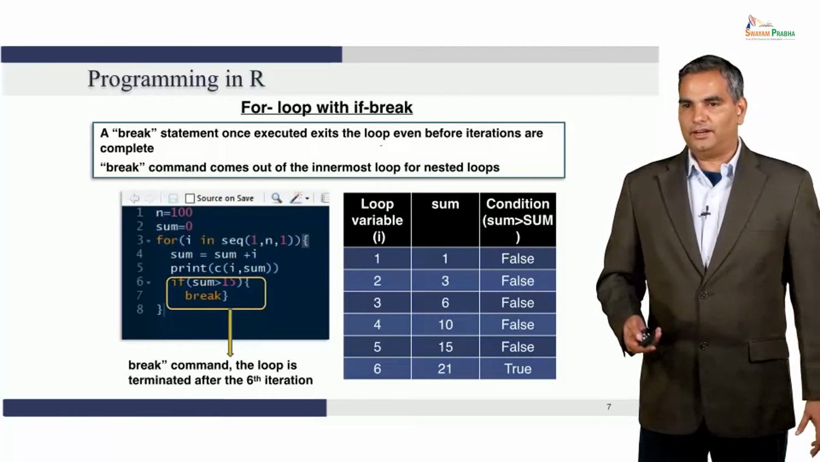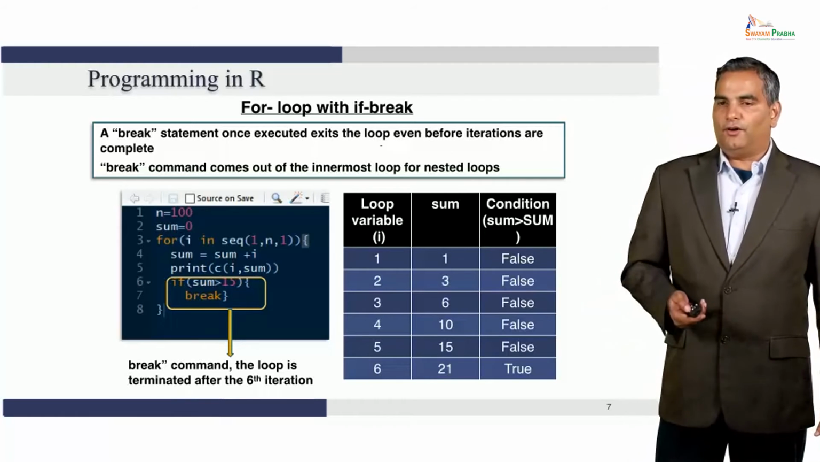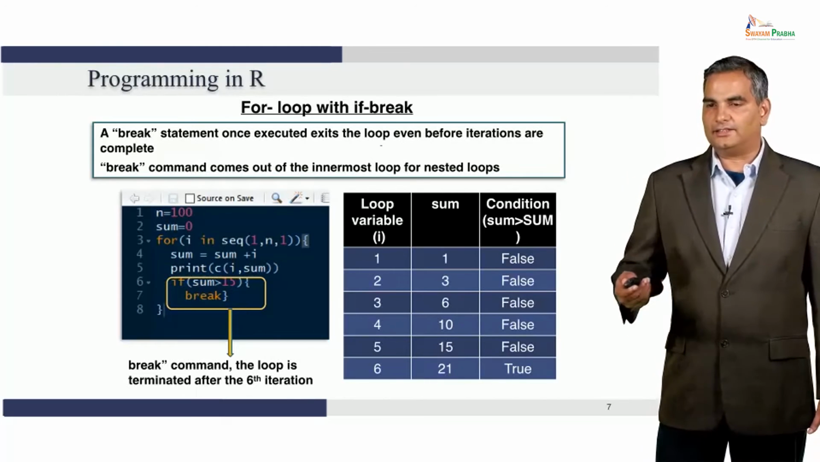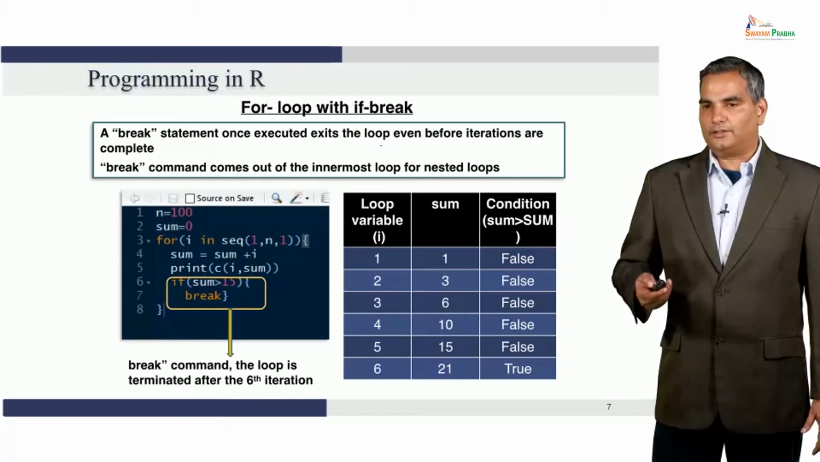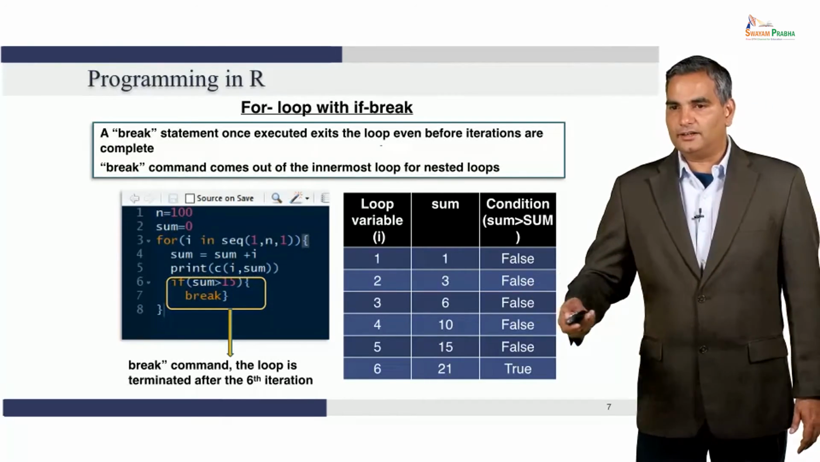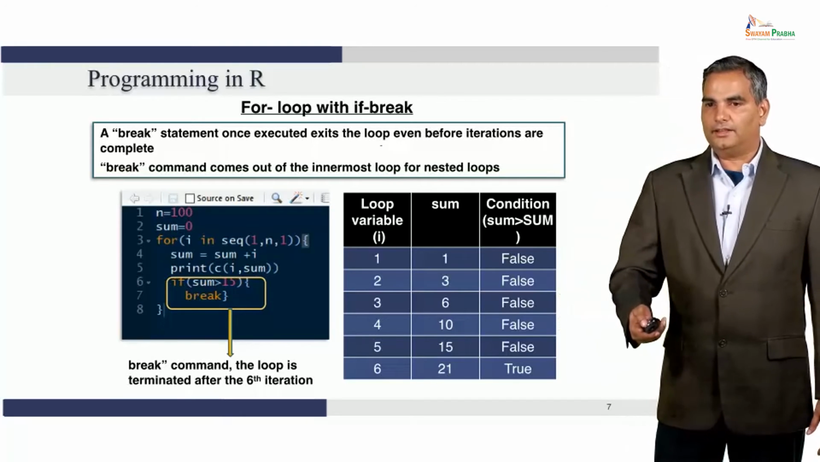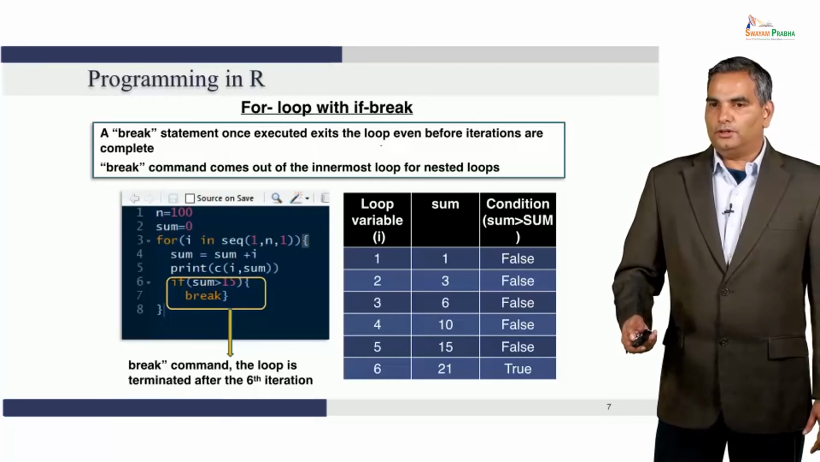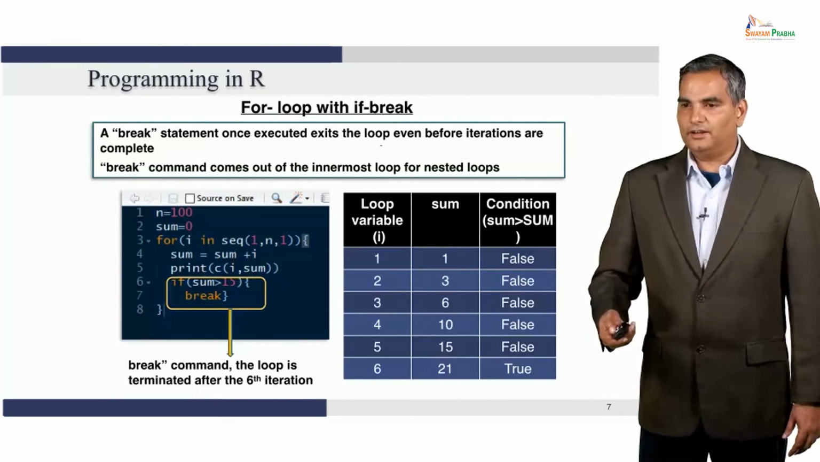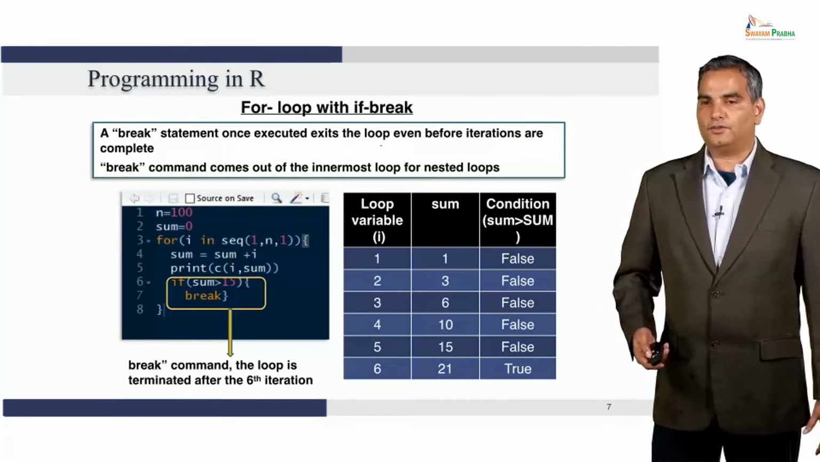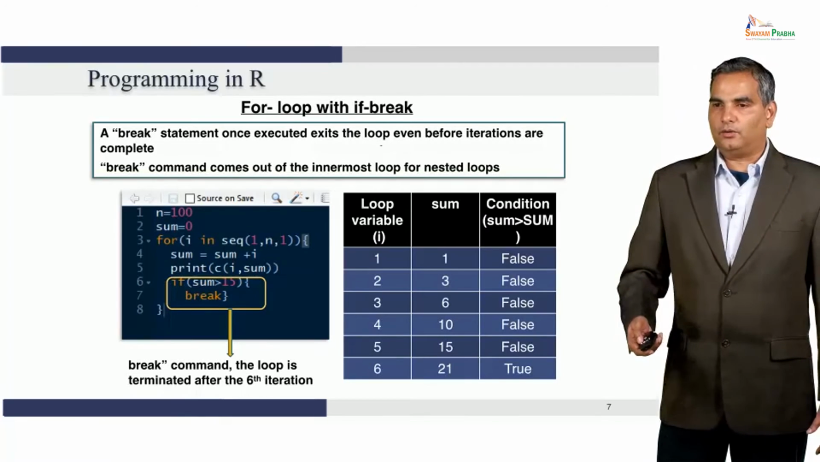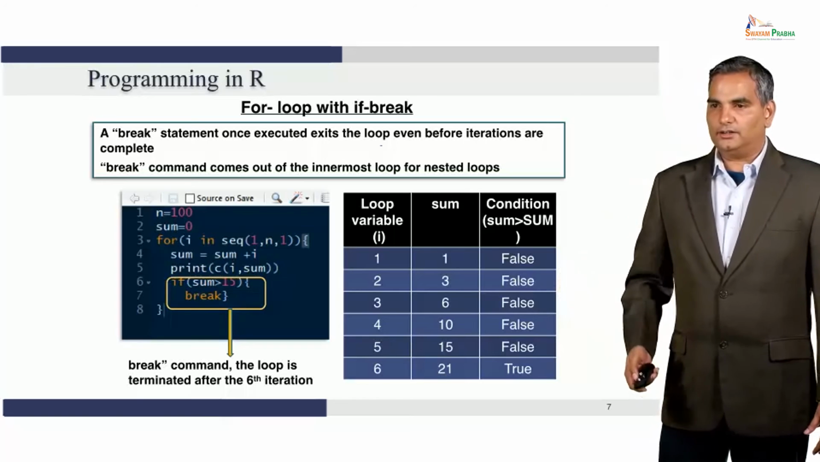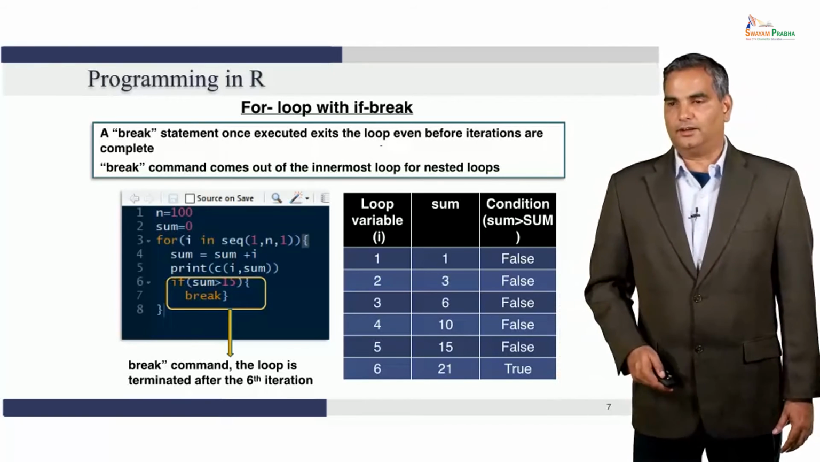So here is an example, n equal to 100, sum equal to 0. For i in sequence 1 comma n, which basically means that this iteration on i will keep going as 1, 2, 3, 4, all the way up to 100, sum equal to sum plus i. And then the next command says print the sum. Now at some point it says if sum becomes greater than 15, then stop this iteration and break out of this. Now if these commands were not there, the result would have been for the loop variable to go all the way from 1 to 100, you would have had all of these sums computed.